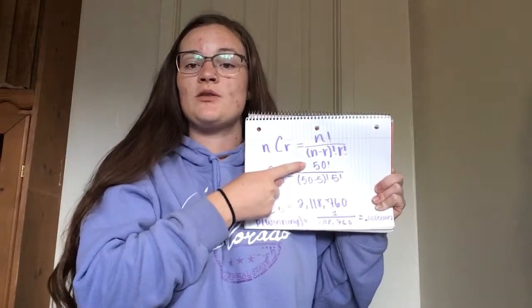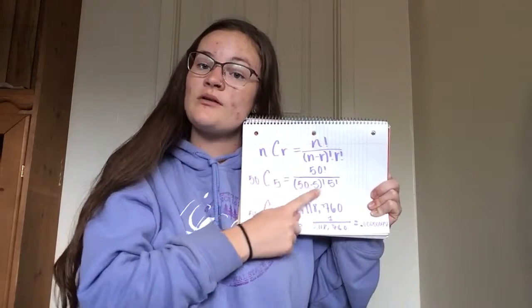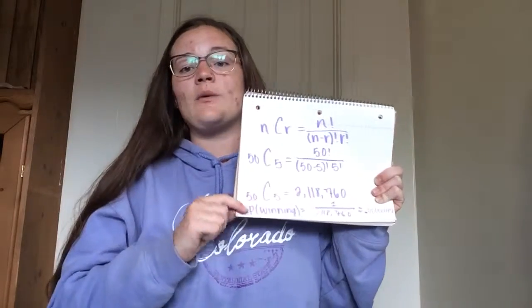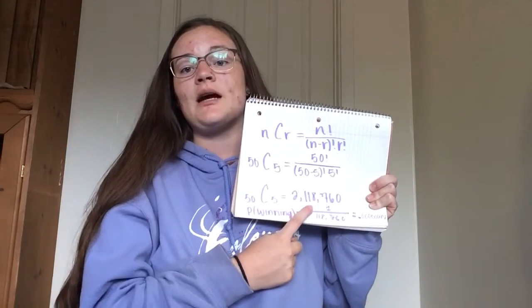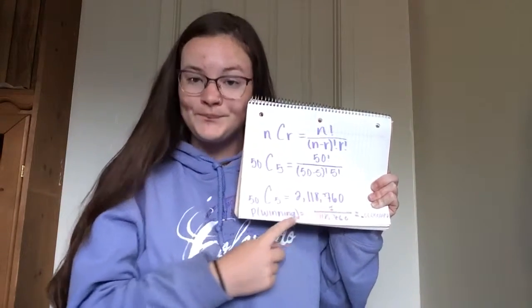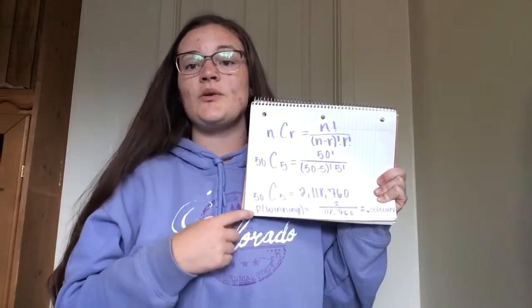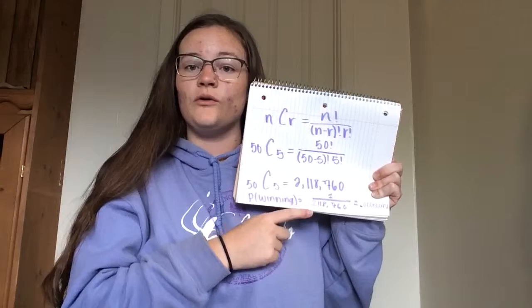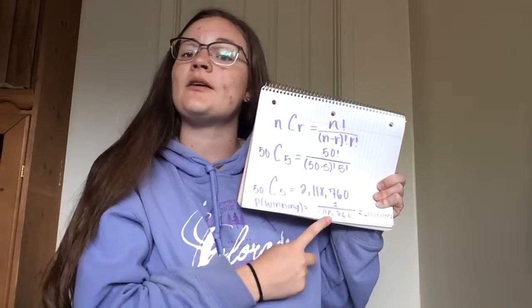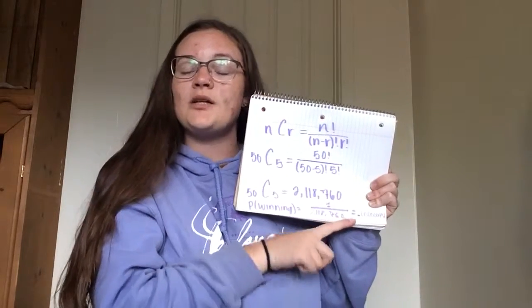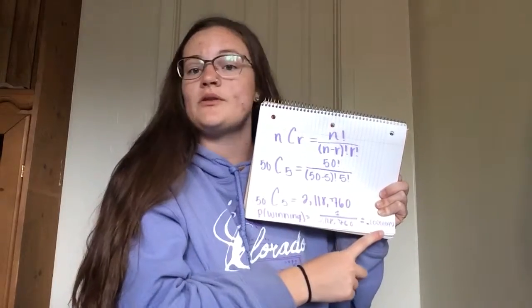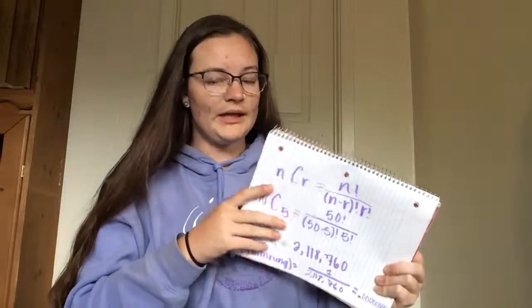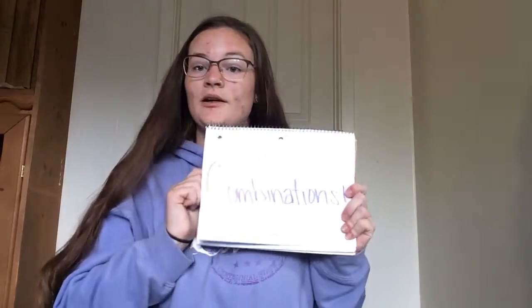So it would be 50 factorial over 50 minus 5 factorial times 5 factorial, and that would come out to 2,118,760. And then the probability of winning that lottery would be 1 over 2,118,760, which comes out to 0.00000047. And that is combinations.